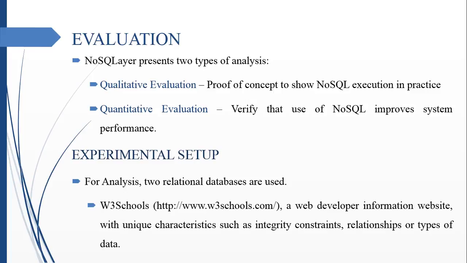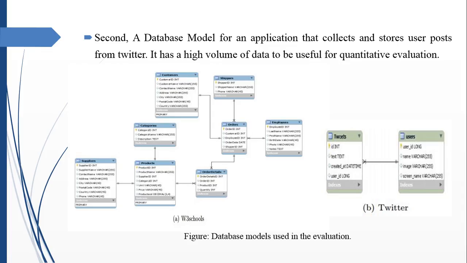For this we need an experimental setup in which two relational databases are used. First relational database is the database from DB3 schools, a web developer information website with unique characteristics such as integrity constraints, relationships or types of data. Second is a database model for an application that collects and stores user posts from Twitter. It has a high volume of data so that it can be useful for quantitative evaluation. Given is a figure of the database models used in the evaluation.